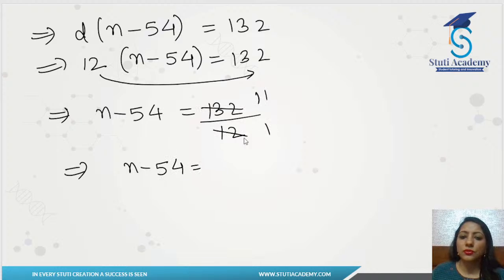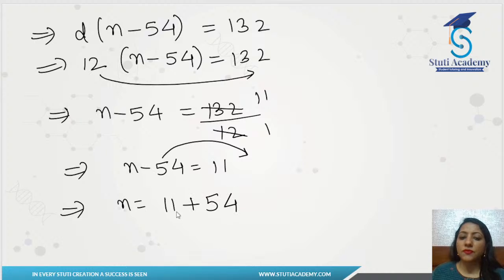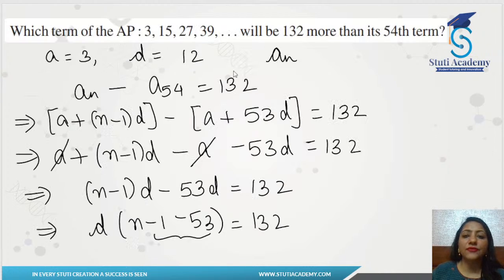If you simplify this, you're going to get 11. This 54 we are going to take on the right hand side. It will become plus 54. So this is 11 plus 54. So n here is 65. This means the 65th term of the given AP will be 132 more than its 54th term.